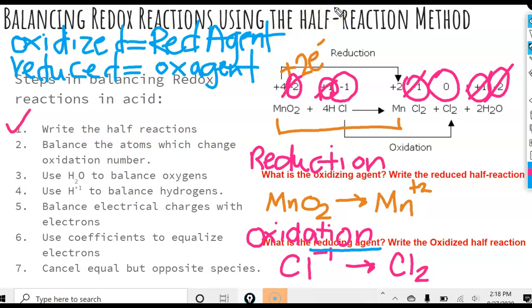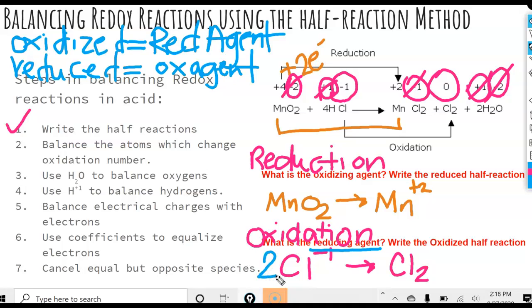Step 2 is balancing the atoms which change oxidation number. In the reduction half reaction, the manganese was the thing that changed oxidation number, right? It goes from +4 to +2. I just need to balance it by checking, do I have 1 Mn on either side? And I actually do have 1 Mn on either side. So then I go down to my oxidation half reaction. In my oxidation half reaction, I have a Cl1- on the reactant side, but I have a Cl2 on the product side. So I am going to need to balance the atoms that change.